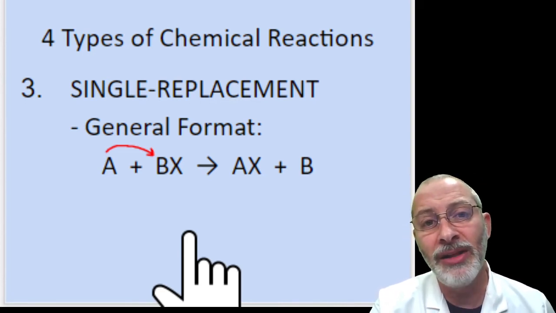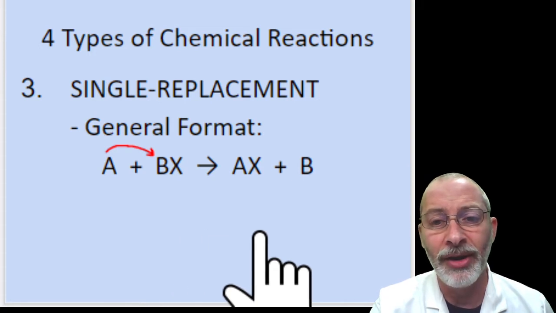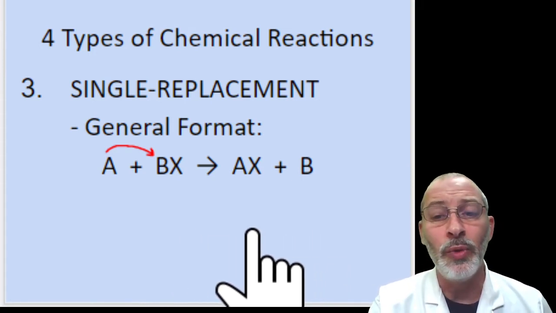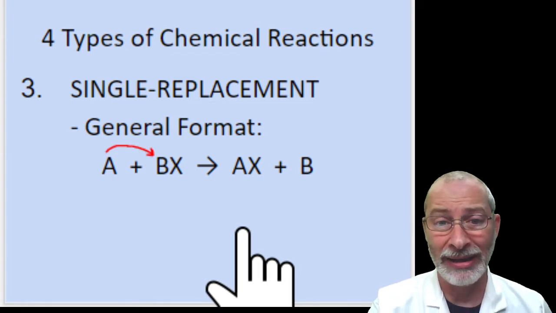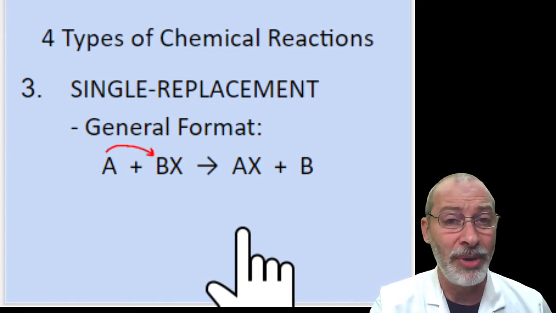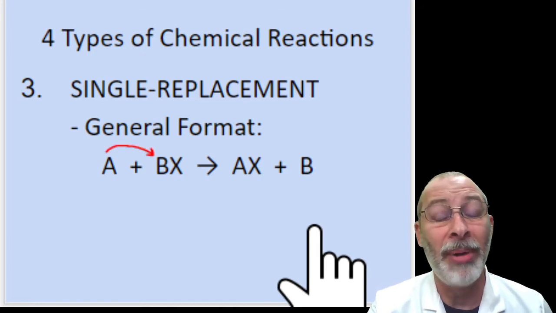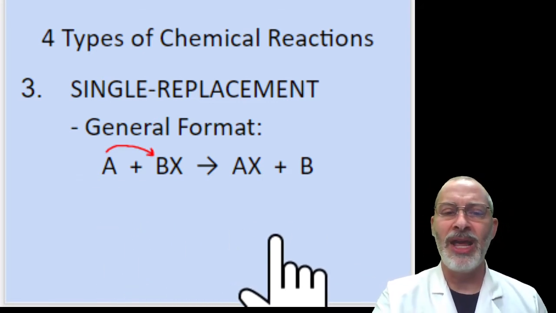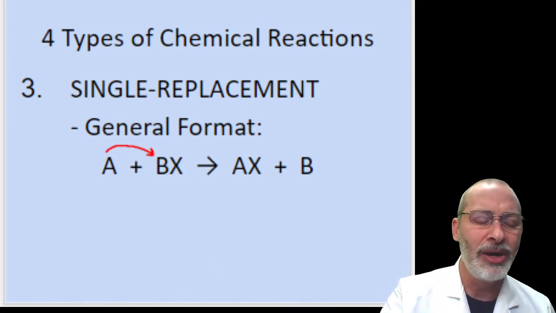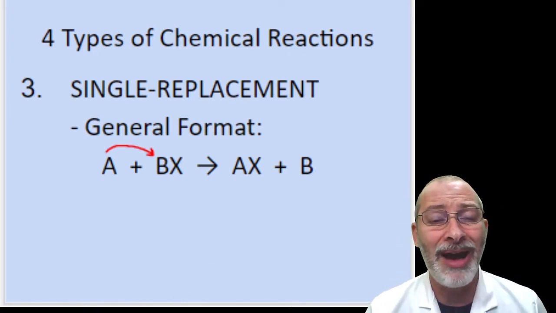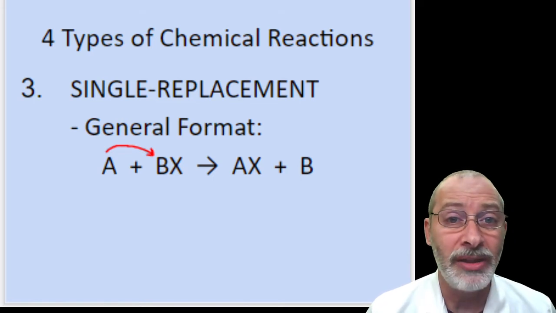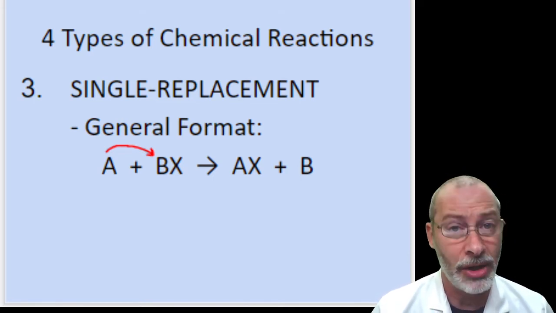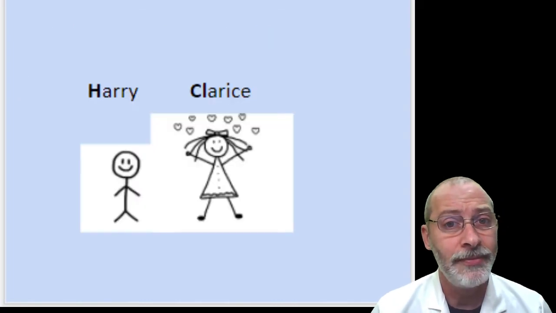And if you follow the logical conclusion there, the products will be 2 different things. It will now be the A combined with the X instead of the B, and the B will be by itself. So make sure you write down the general format and notice what's happening here as I talk about an analogy that maybe you will be better able to understand. Are you ready? Here it goes.